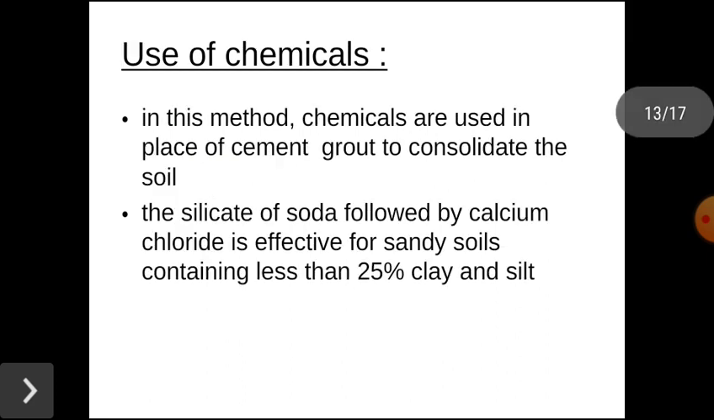Next method is by use of chemicals. In this method, chemicals are used in place of cement grout to consolidate the soil. So instead of the cement grouting method, we are using some chemicals in place of cement. The silicate of soda followed by calcium chloride is effective for sandy soils containing 24% clay and silt. So this method is also in practice.